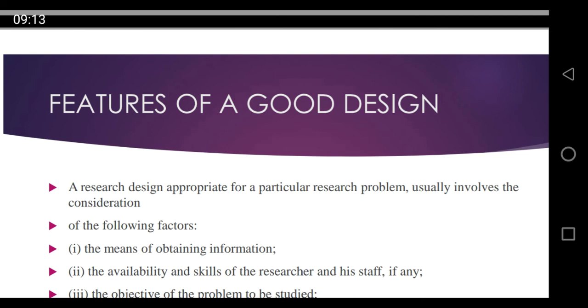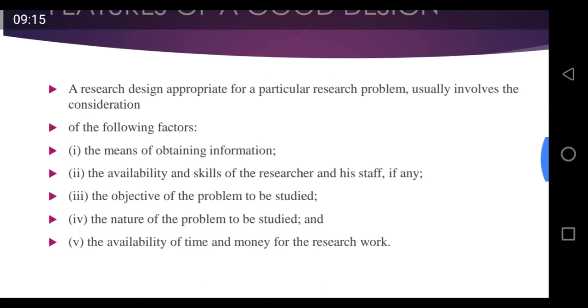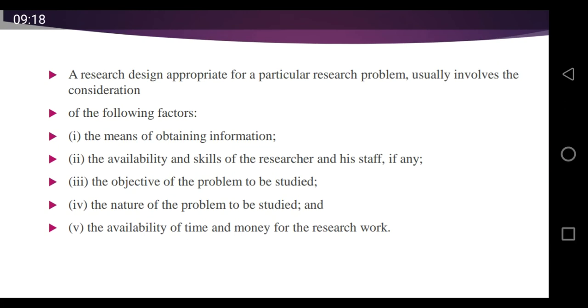Now, first, we have some standard factors. The research design appropriate for a particular research problem usually involves the consideration of the following. First thing, the aim of obtaining information: exactly why am I collecting this information? What is my goal? Once you clarify this, you will get the information in the required manner, and that will help you do the research. Second thing, the availability and skills of the researcher and his staff.